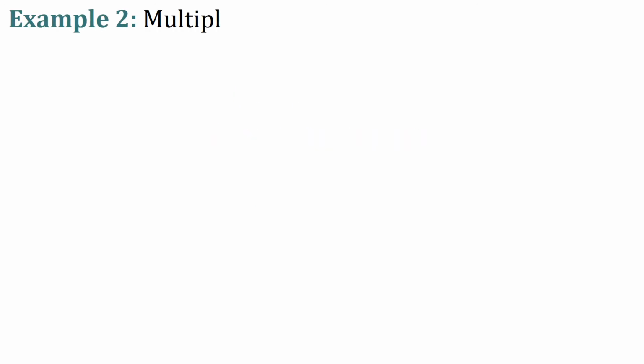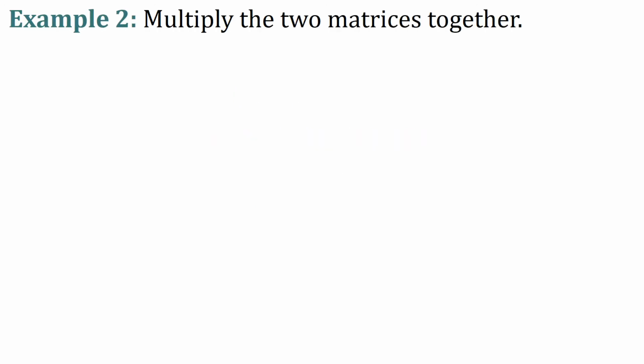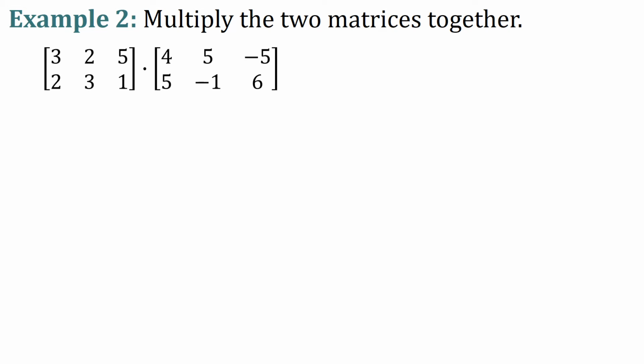Let's look at an example. If I tell you to multiply the following two matrices together, 3, 2, 5, 2, 3, 1 for matrix 1, and for matrix 2, 4, 5, -5, 5, -1, 6. Well, we know that the first matrix is a 2 by 3, and the second matrix is a 2 by 3. They're the same size. With adding and subtracting, our matrices had to be the same size, so yeah, we can do this. Hold on. Remember what we talked about. Multiplying is completely different from adding and subtracting.